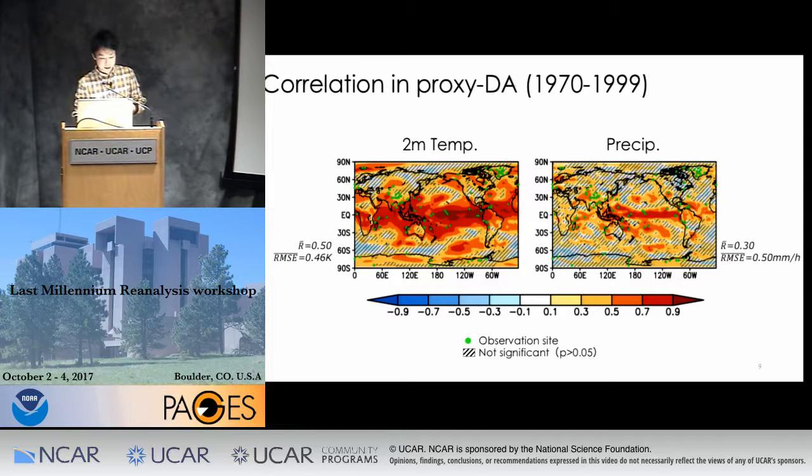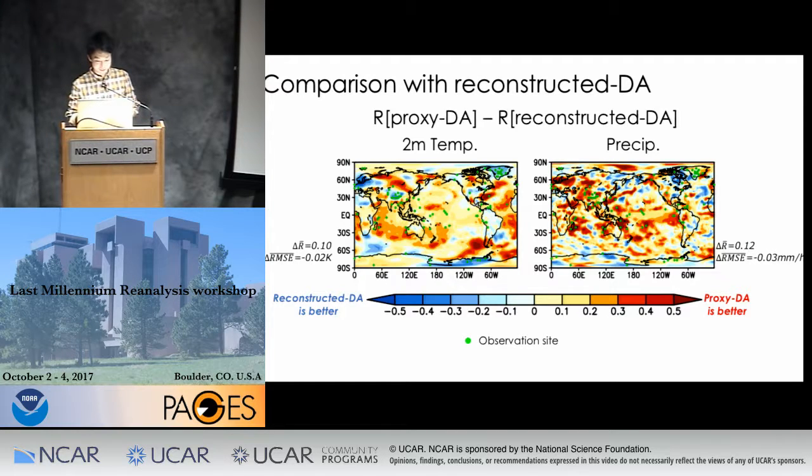So this is the result. This figure shows the correlation between truth run, nature run, and the reconstructed run, for temperature and precipitation. And the green dot shows the observation site, and hatched area shows not significant area. And I think this map is quite similar to the other guy's figure.